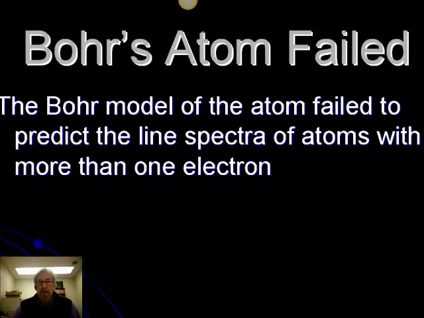Well, there were still some problems. Bohr's atom failed for several reasons. One of them was every time they tried to apply this to atoms that had more than one electron, it didn't work. It would not correctly predict the line spectra of the atoms. They tried to use fancier math. They tried to modify it a little bit. They just couldn't make it work for multi-electron atoms. It just didn't work at all.